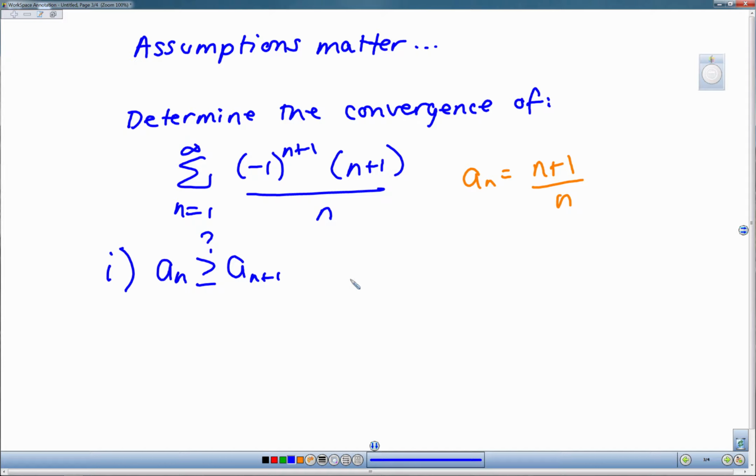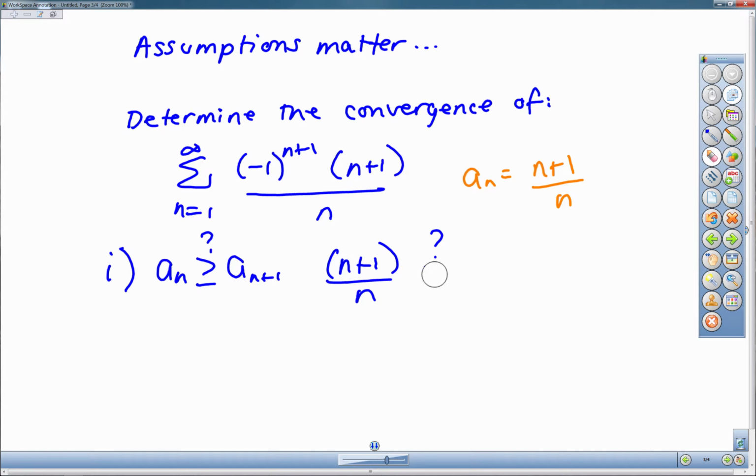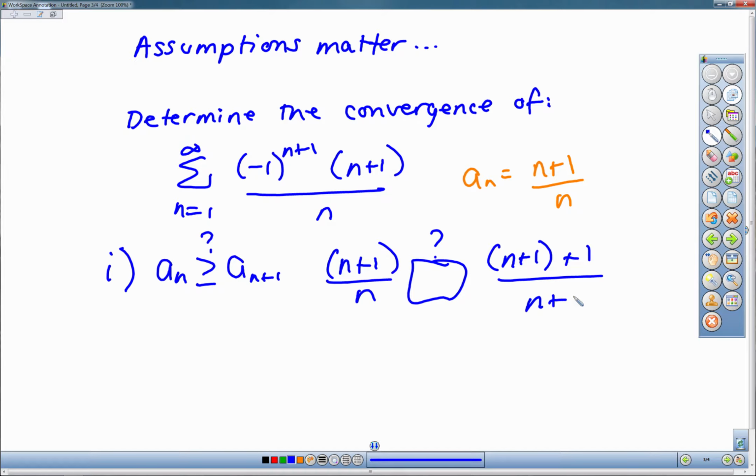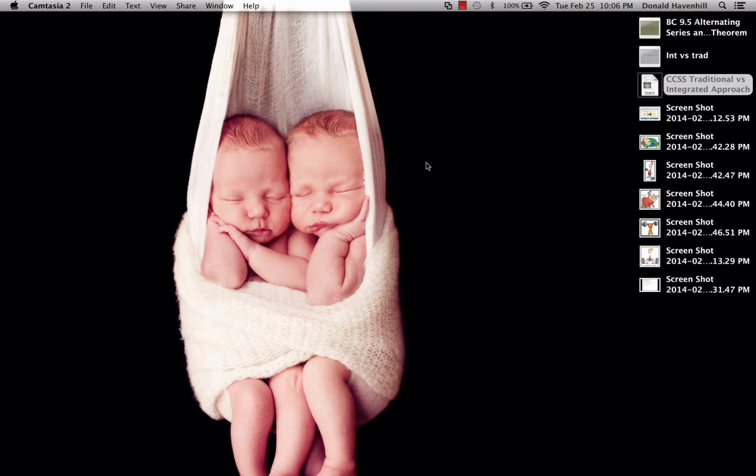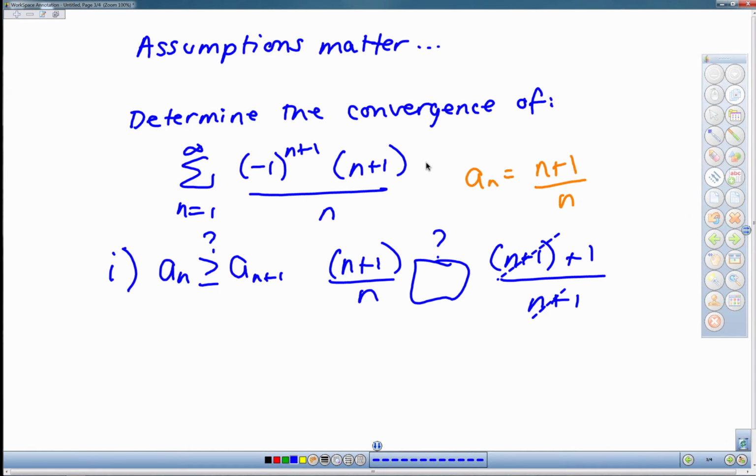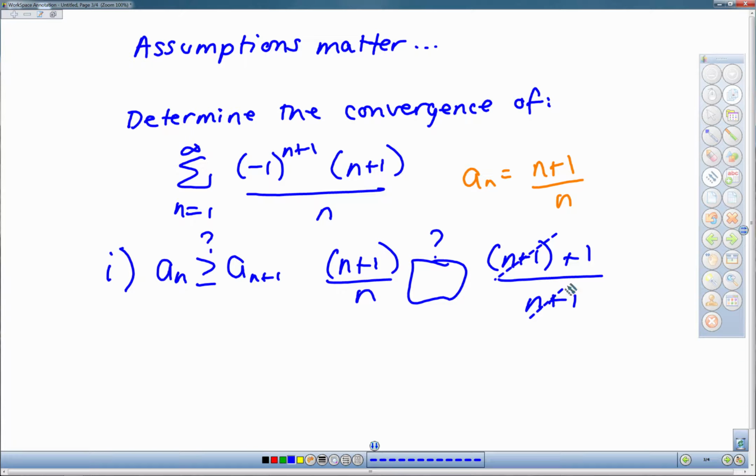Okay, let's take a look at that. We have n plus 1 over n. How does that compare to n plus 1 over n plus 1? Now, if any one of you do this, I'm going to bust your fingers up when I return. So this right here we are not allowed to do at all.